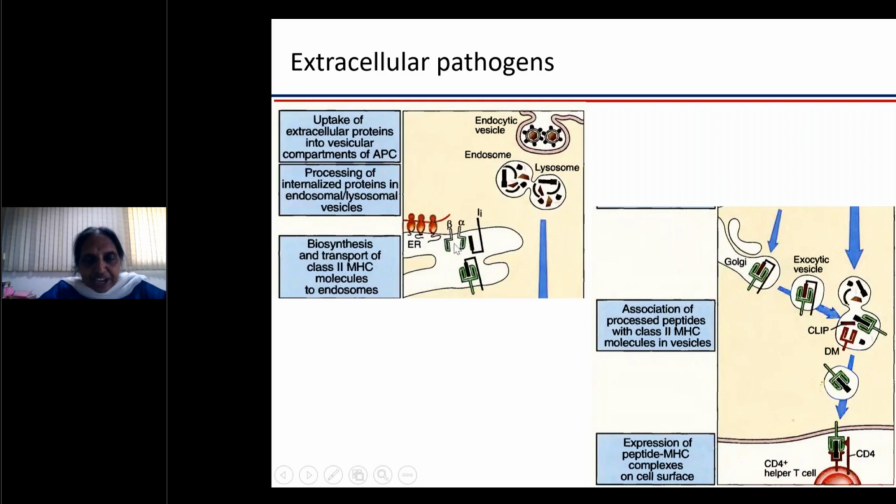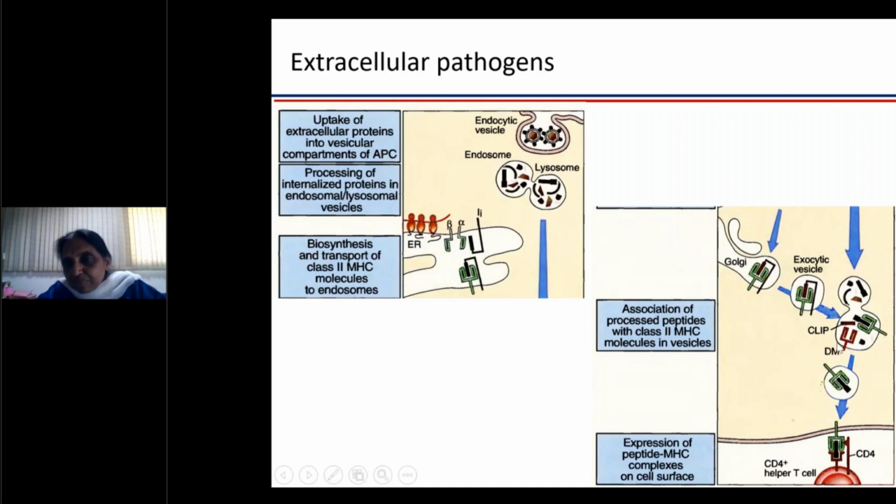So you see that after the endoplasmic reticulum, any protein which has to go to the surface always goes through the Golgi, and then forms the exocytic vesicle, and then it will come to the cell surface. So this vesicle, which contains the MHC class 2 with the invariant chain, now fuses with your lysosome. The lysosome has these peptides, while in MHC class 1, it was happening in the endoplasmic reticulum. Here it is happening in the exocytic vesicle fusing with the lysosome.